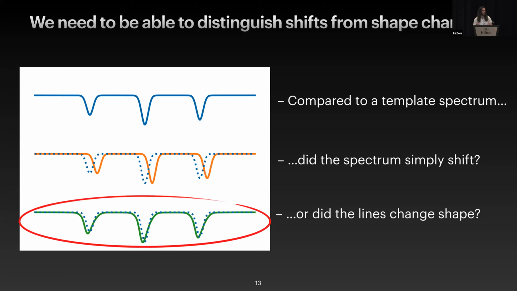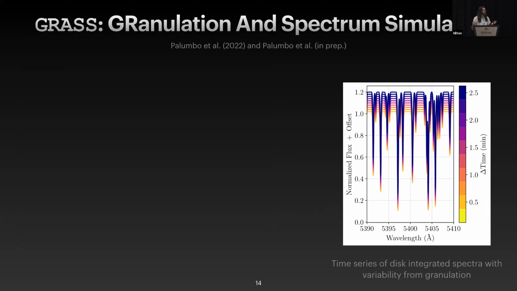And so using this solar data, we sort of have the ground truth. And if we have the ground truth, the hope is we can better test and develop these methods for separating shift changes from shape changes. And so we wrote a code to do it. The contrived acronym is GRASS, the Granulation and Spectrum Simulator. And first, I'll describe the output.